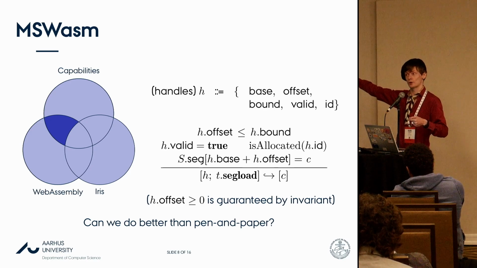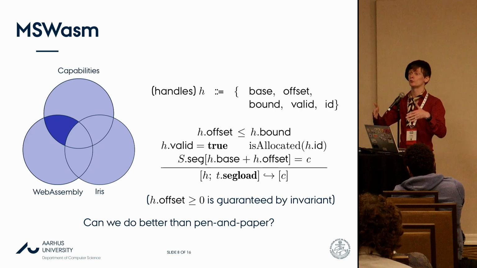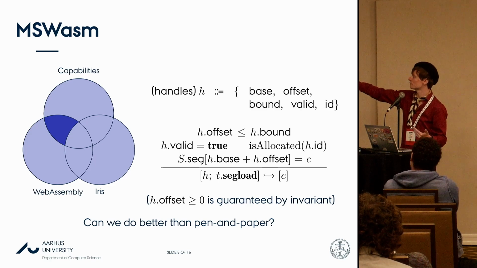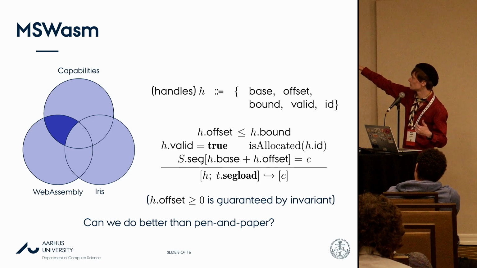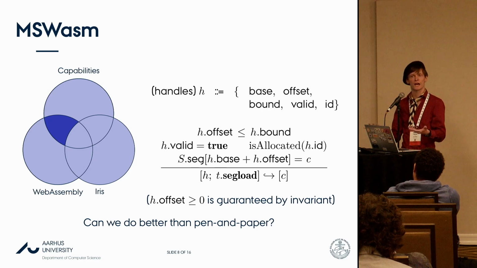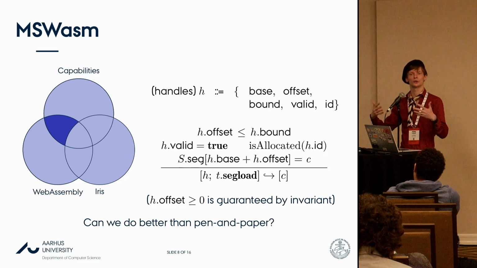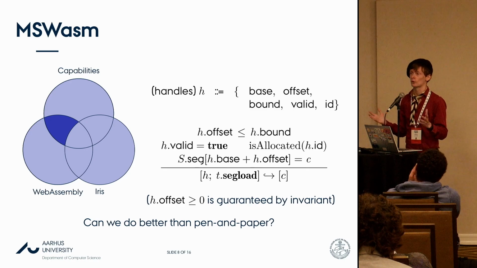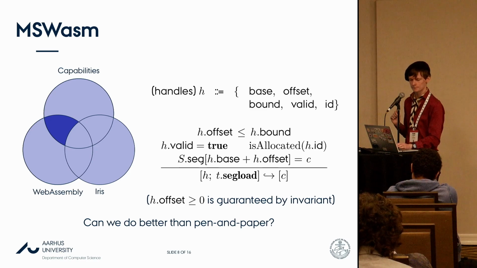All of the other premises are these dynamic checks. I'm verifying that I'm within the range that I'm supposed to be allowed to access. I'm verifying that the validity bit is set to true. I check, using my handle's ID, that I am still live, I have not yet been freed. And if all of those things are true, then I'm allowed to perform my segment load. Otherwise, I reduce to a trap instruction. That means that something has gone wrong, but no memory violation has occurred yet.